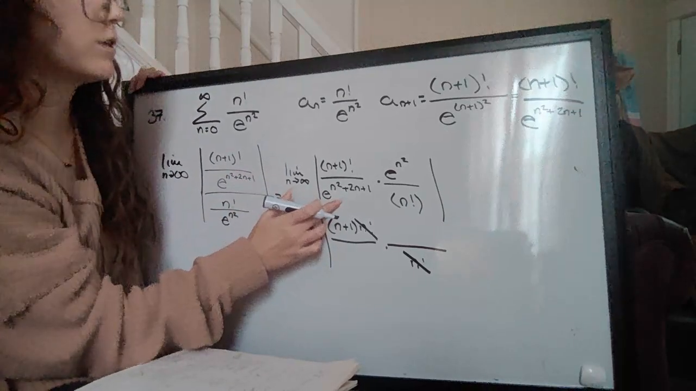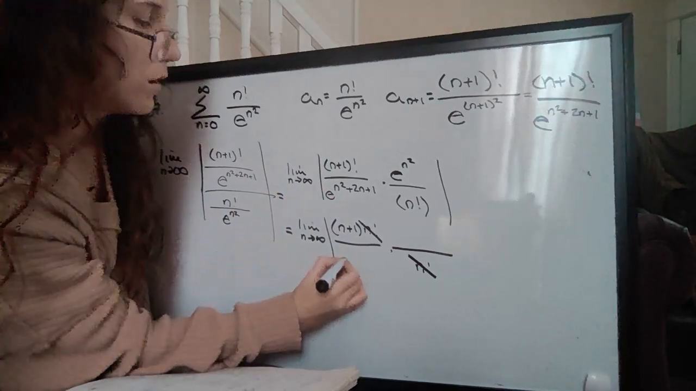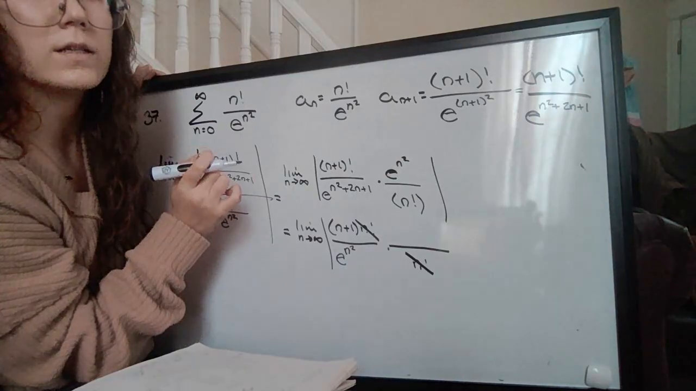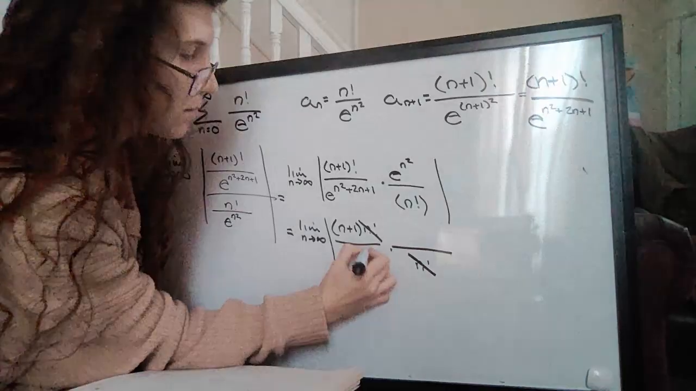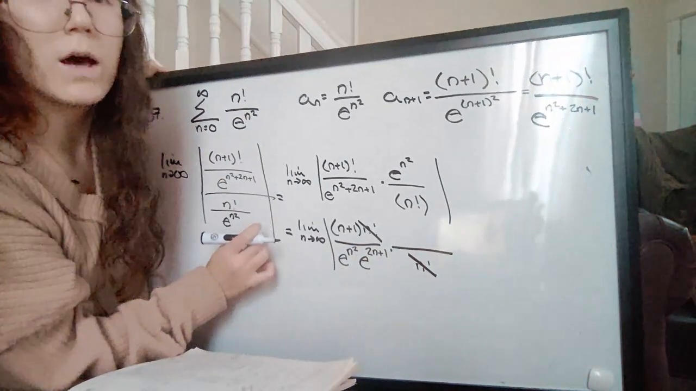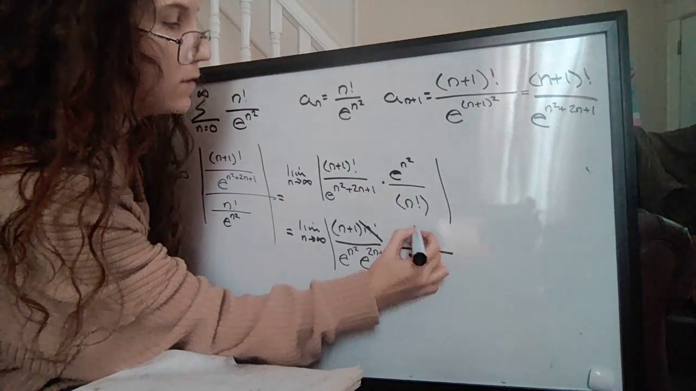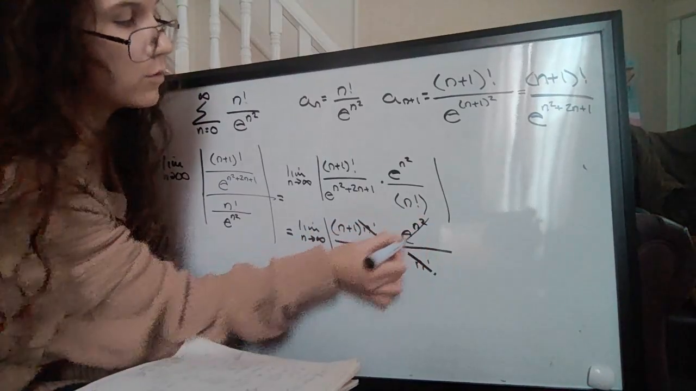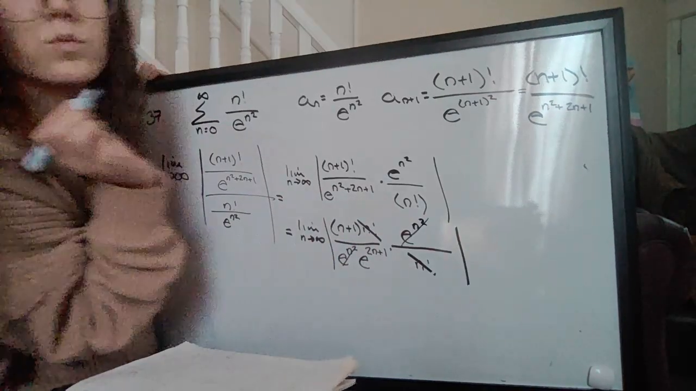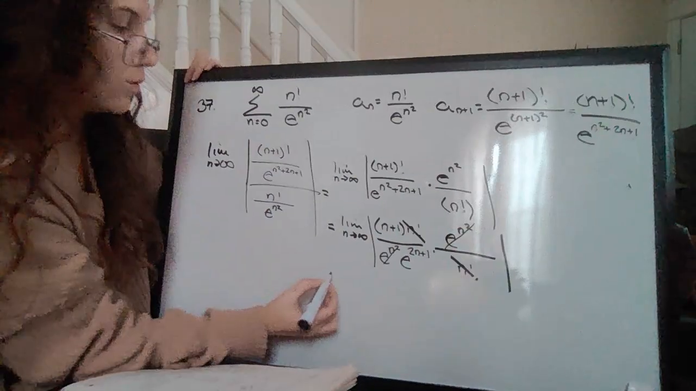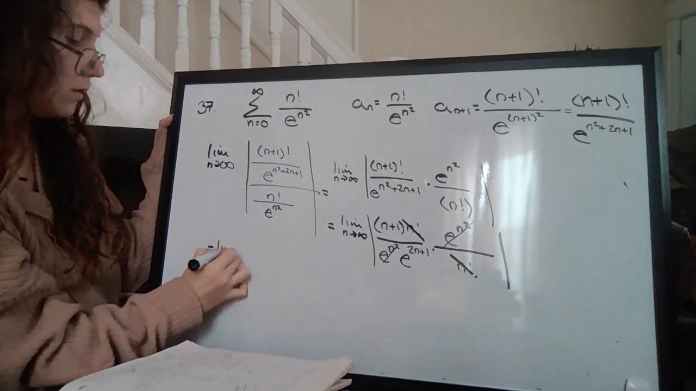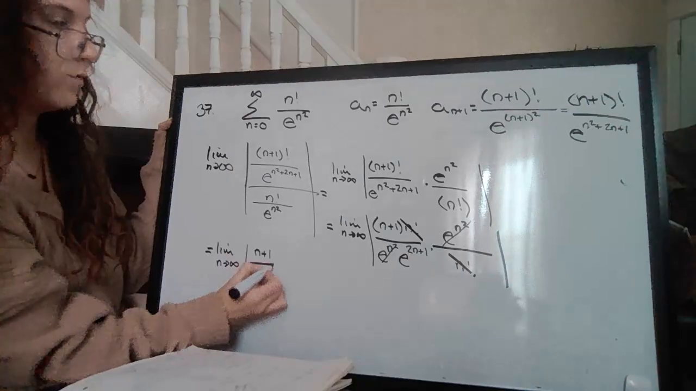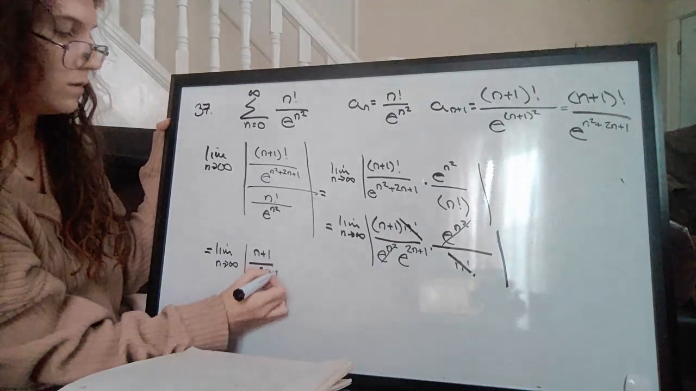And then I can do a very similar thing. We understand that whenever we have things that are added in our exponents, I can split them up and rewrite them as the same base multiplied by each other. And I'm doing that because I have an e to the n squared, and then I have an e to the n squared, so those would actually end up canceling as well, which is very nice. So what I actually end up with is the limit of n+1 over e to the 2n plus 1.